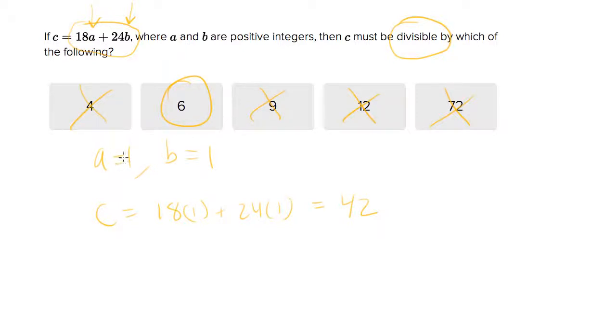Now, if you picked different numbers for a and b, and suppose that you had 2 left over, like 2 of these worked, well, that's okay. You just pick a third one, and you keep going until you get a number that works every time, and then that'll be your correct answer.